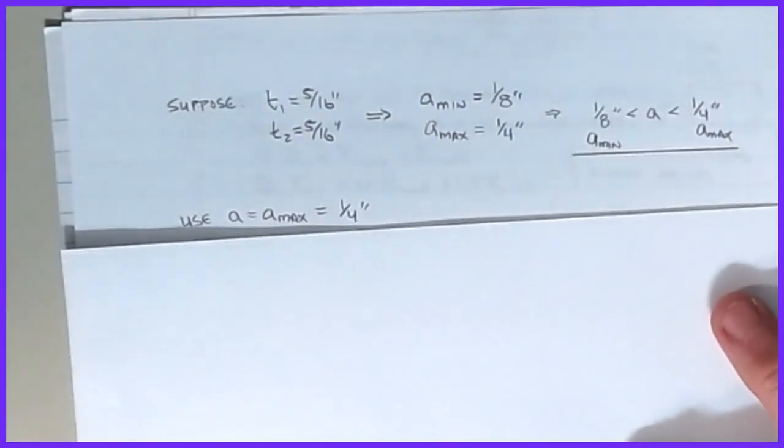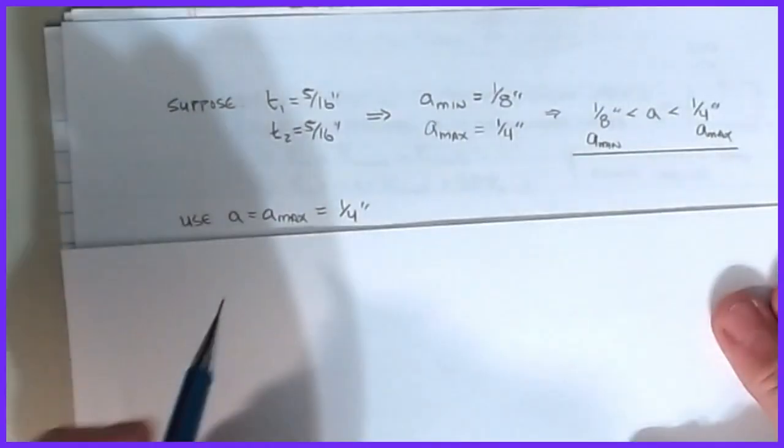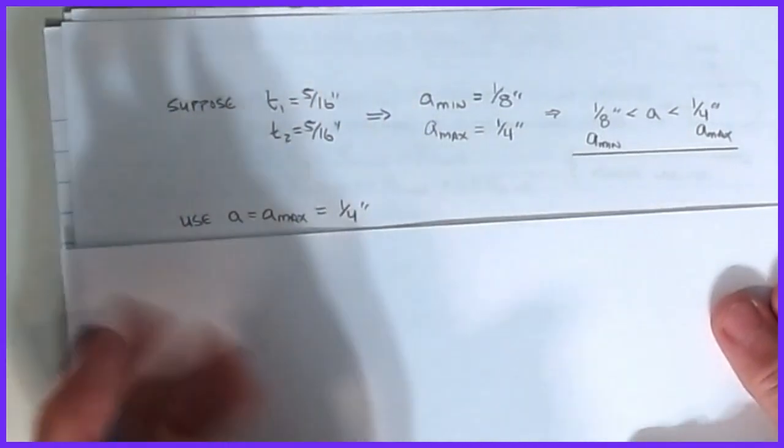All right, so if we want to get the maximum capacity out of it, obviously we're going to choose the upper end of this. And so I'm going to choose A equal to my A maximum of 1/4 of an inch. Okay, and that will be how we start to size this. This will get us the highest strength for a given length of weld.